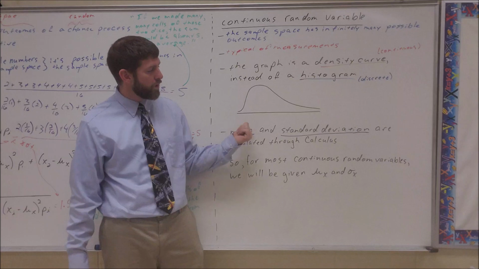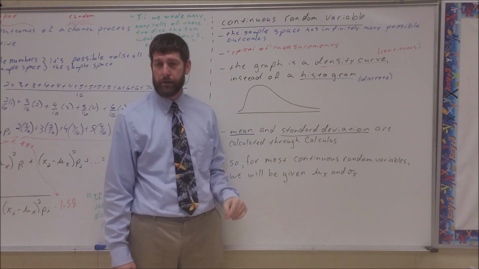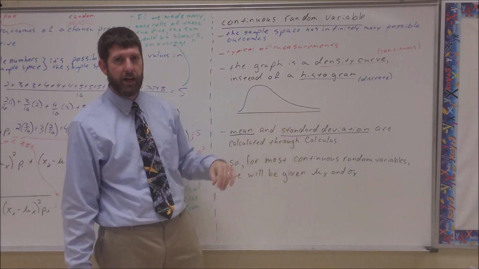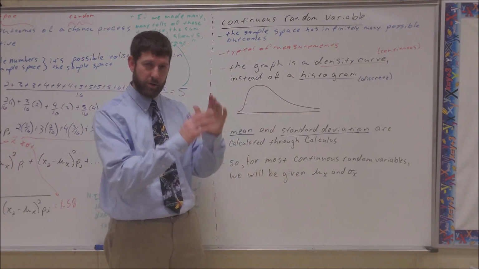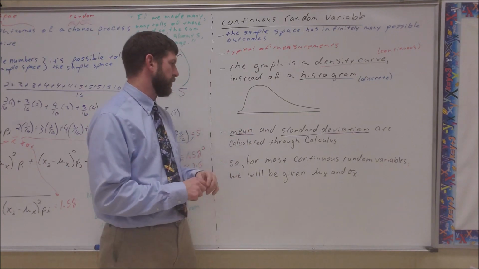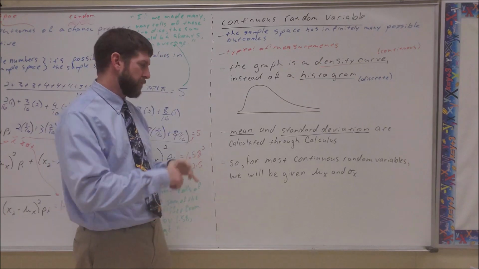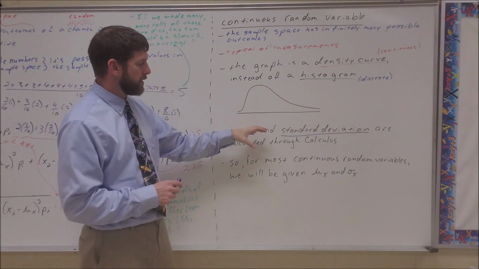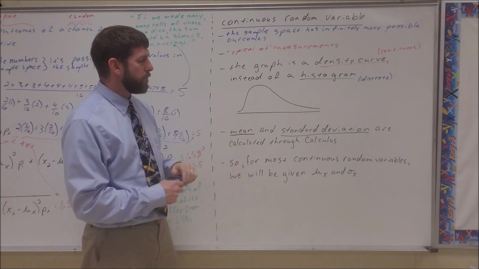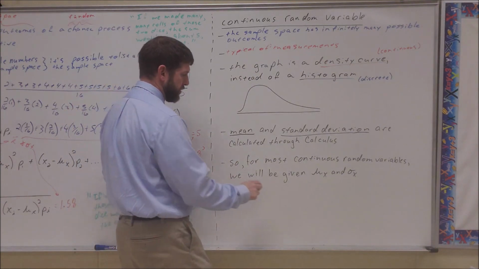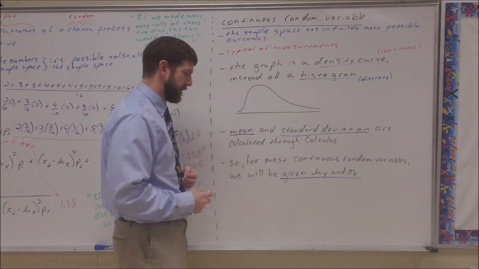So we're just going to have to be given the mean and standard deviation because we can't do the calculus yet. We're not calculating the area under the curve or calculating certain locations where we've balanced that area under the curve. So we're calculating inflection points and stuff like that. So calculus is how you get the mean and standard deviation. So for most continuous random variables, you're going to be given the mean and standard deviation.